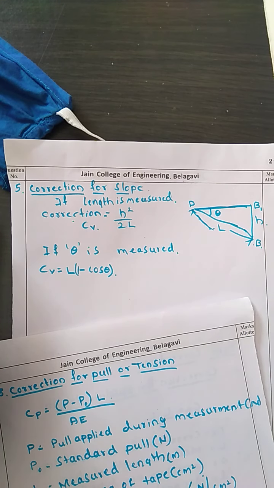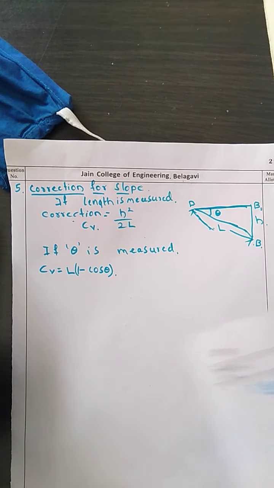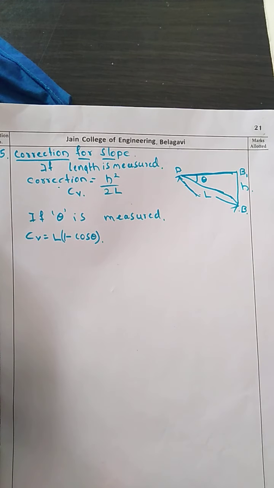Then if the angle theta between A and B1 is known, the correction that you need to apply is L into (1 minus cos theta). So these are the different corrections that we are going to apply. There are some problems on these particular corrections, which we will be solving in further classes. So this is regarding the errors during chaining and the corrections to be applied. We'll discuss some other topics and then solve the problems later. Thank you.